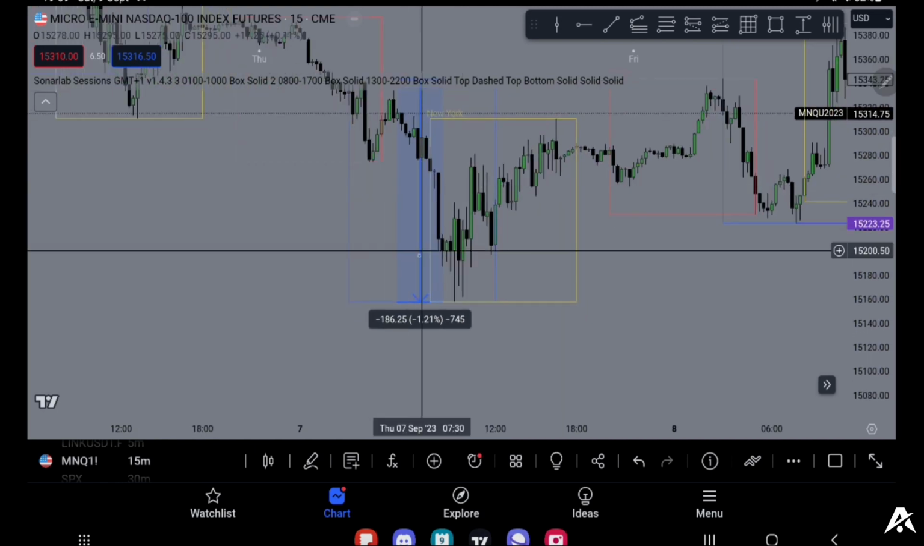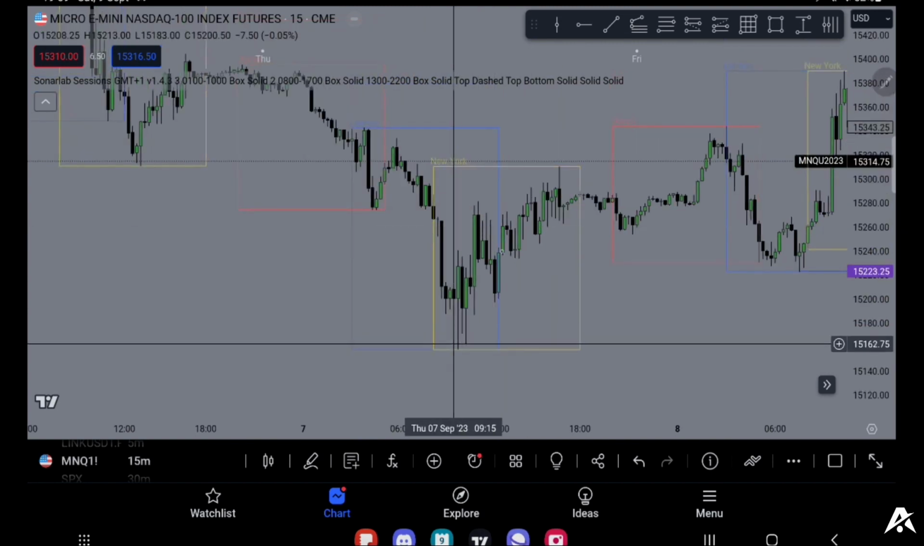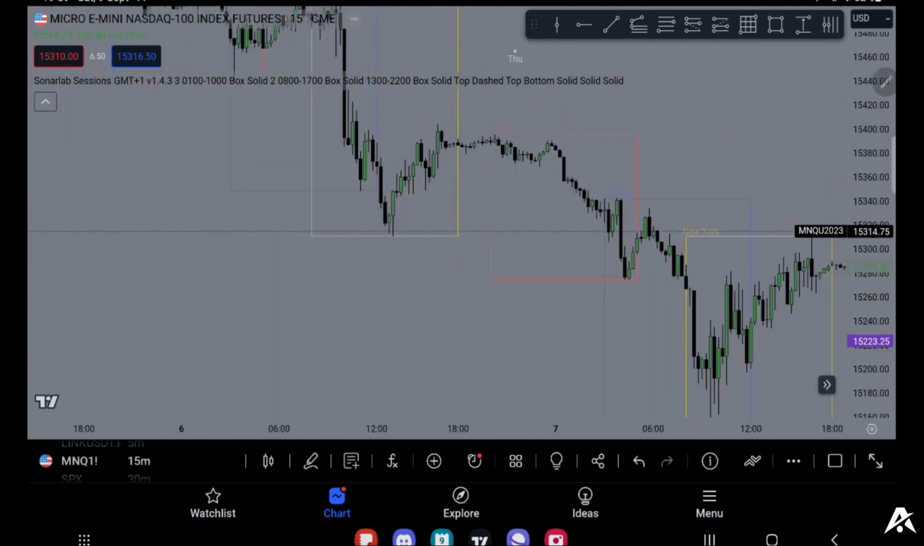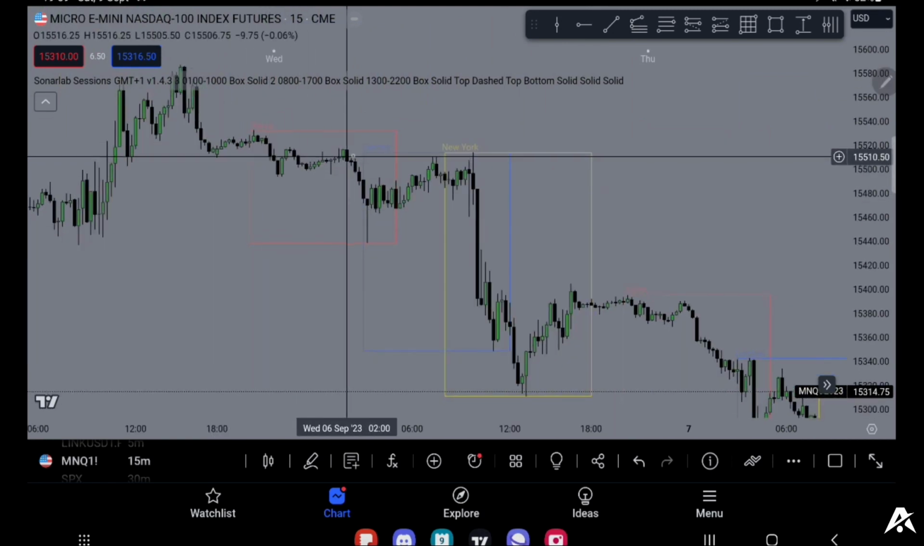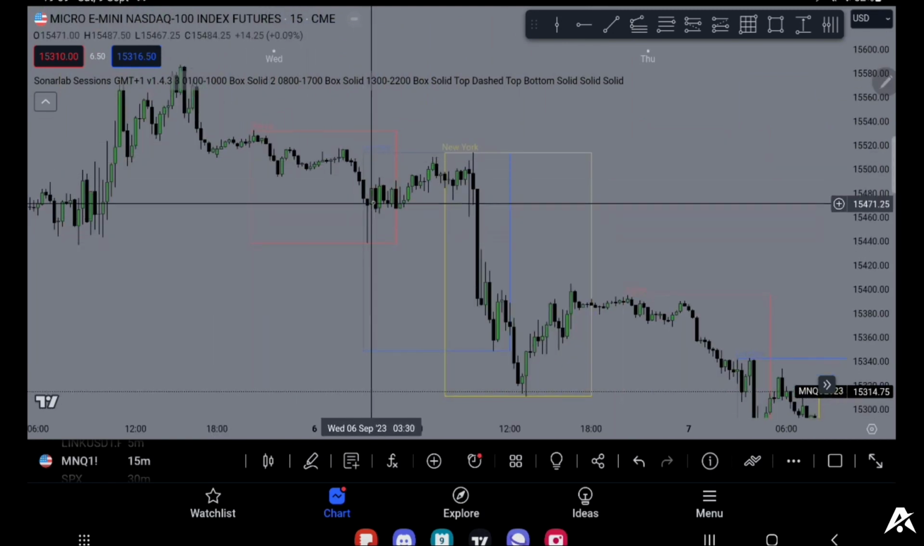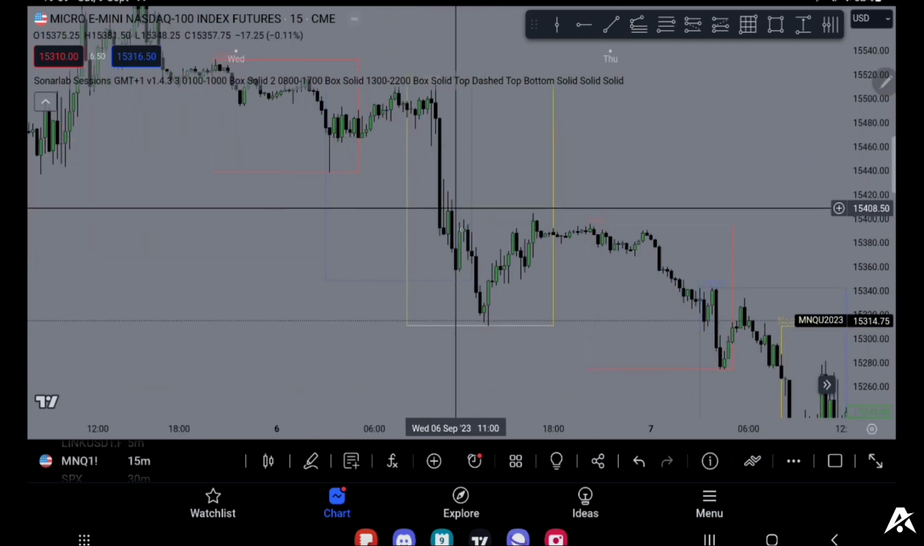What does London do? Starts manipulating down. What does New York do? Start distributing up. Let's have another example. Asia accumulate, comes down. London starts moving up. Higher time frame point of interest achieved. New York starts dumping down.